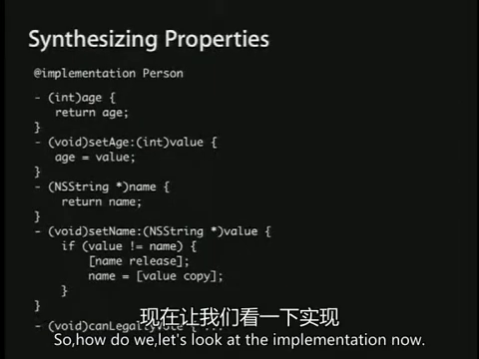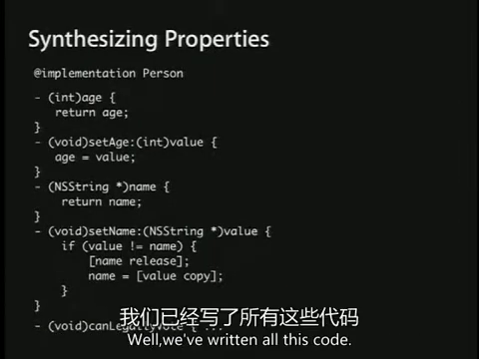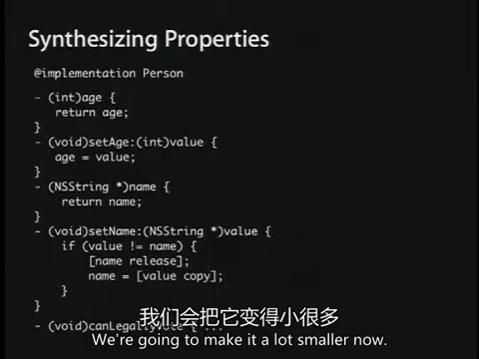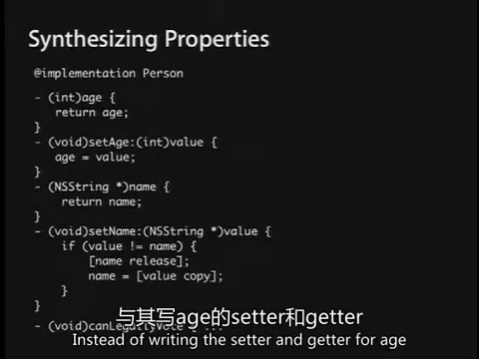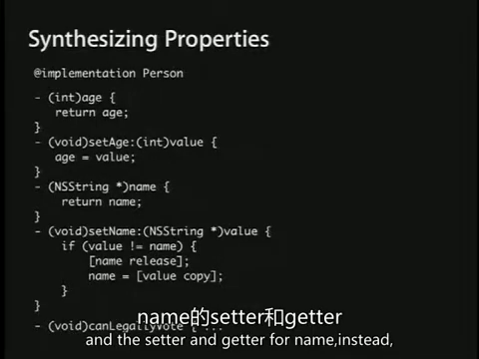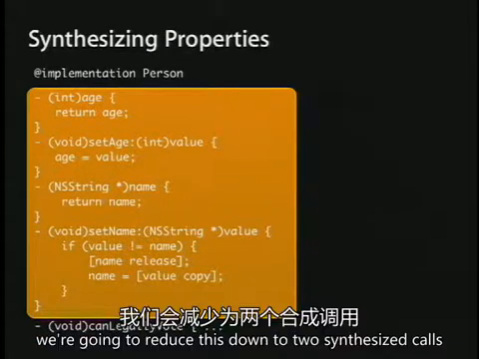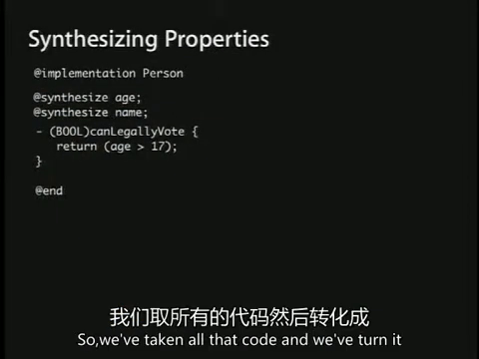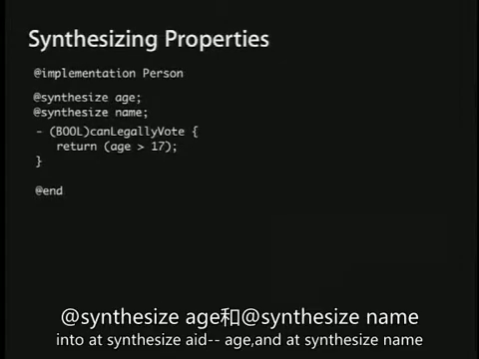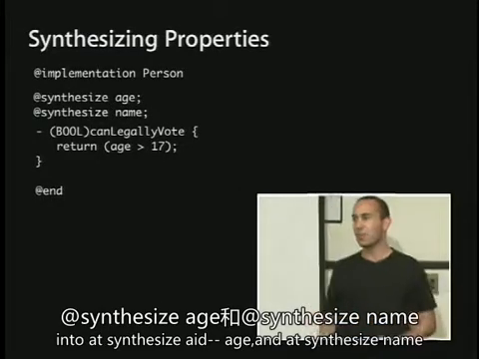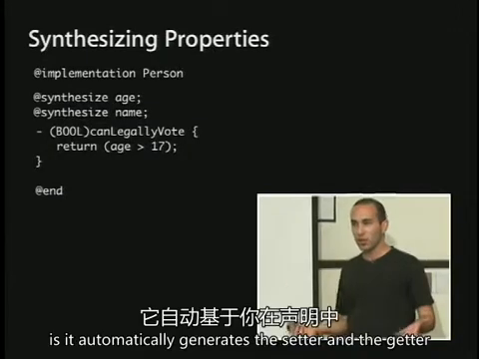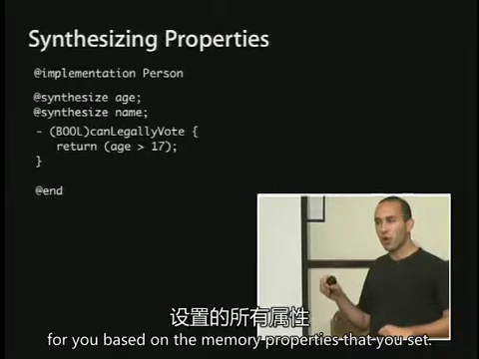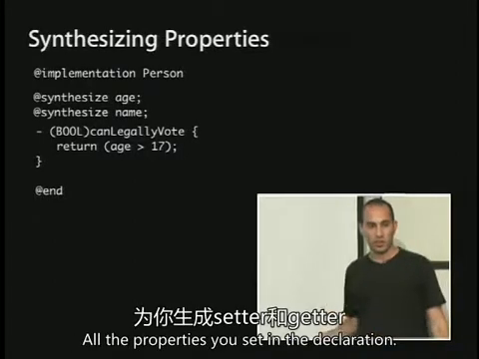Okay, so let's look at the implementation now. Well, we've written all this code. I just finished telling you how to do all this. We're going to make it a lot smaller now. Instead of writing the setter and getter for age and the setter and getter for name, we're going to reduce this down to 2 synthesize calls. So we've taken all that code and turned it into @synthesize age and @synthesize name. What that does is automatically generate the setter and the getter for you based on the properties you set in the declaration.